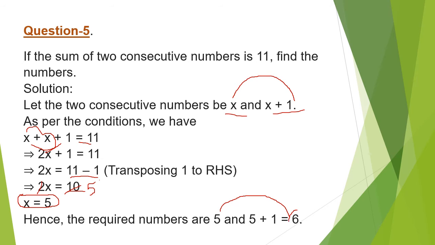If we add 5 and 6, we will obtain the sum as 11. If we add these two numbers, we obtain the sum as 11, children. So the sum of the two consecutive numbers is 11, then those numbers are 5 and 6.